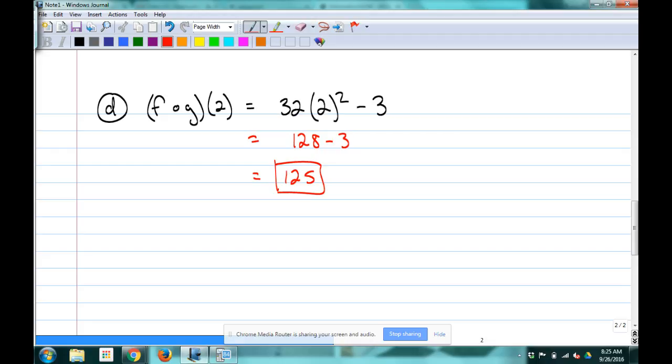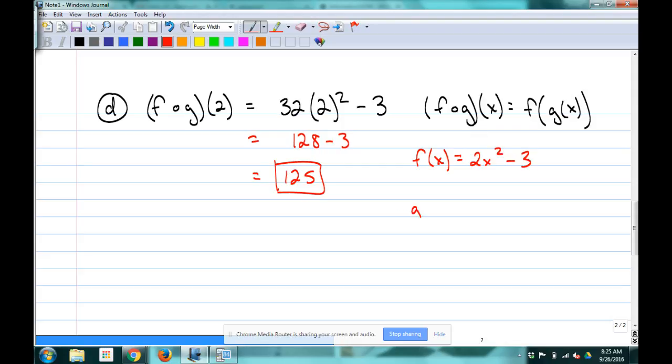Now, I want to show you kind of an alternative way of doing that. If you're just asked to find the composite function value, but you haven't found that composite function yet, and maybe you don't want to have to do that, okay? So what you can do is remember that f composed with g of x, by definition, means you take the g of x function and plug it in to the f of x function. So what you could do is take, our f of x function was 2x squared minus 3, and then our g of x function was 4x.